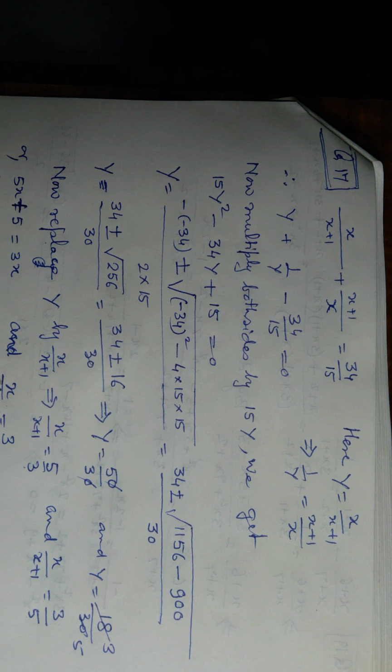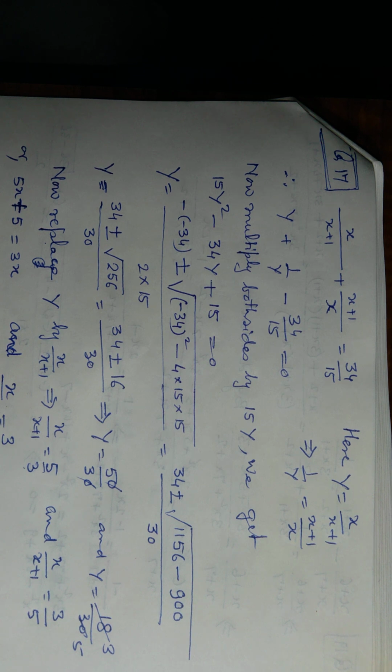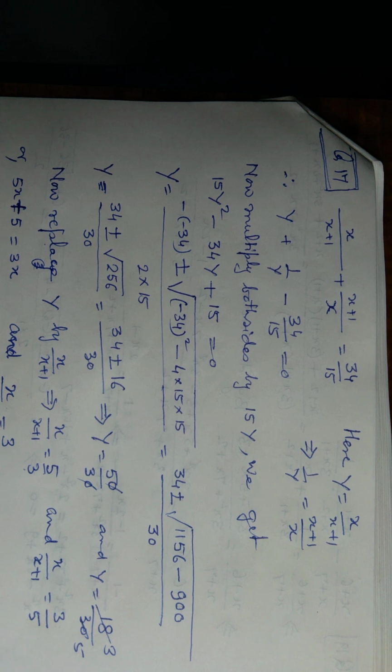In the second case, x upon x plus 1 is equal to 3 by 5. So just cross multiply it, we get 5x equal to 3x plus 3. So 2x will be equal to 3. So x will be equal to 3 by 2. These are the two answers of the question number 17. Now question number 18.